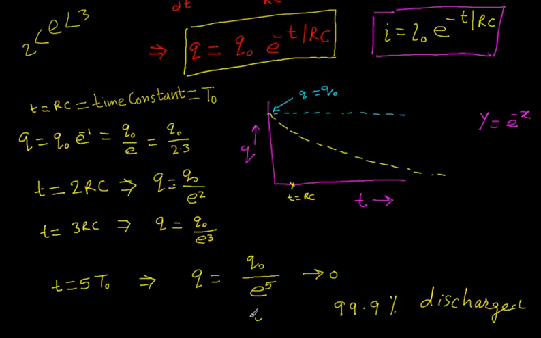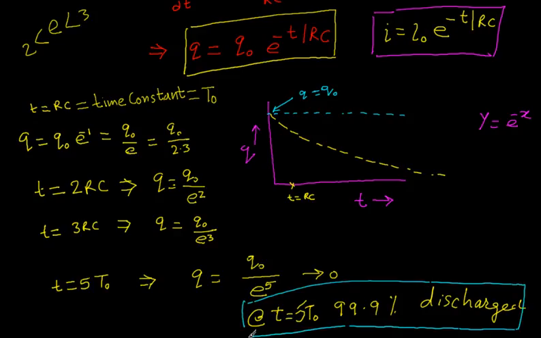At t is equal to 5 t naught, that is a very important relationship: the capacitor will get discharged up to 99.9%. Similarly for charging, at t is equal to t naught we get charge of (1 minus 1 by e) times q naught, then e square, e cube, and finally at t is equal to 5 t naught it will be fully charged, meaning 100% charged.